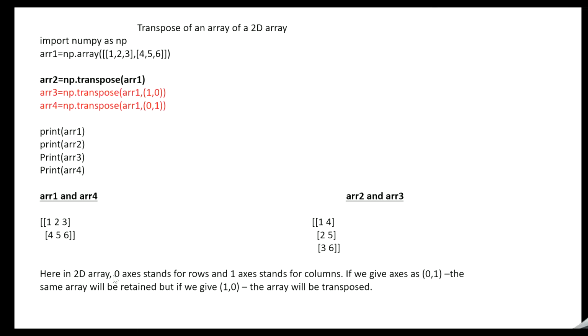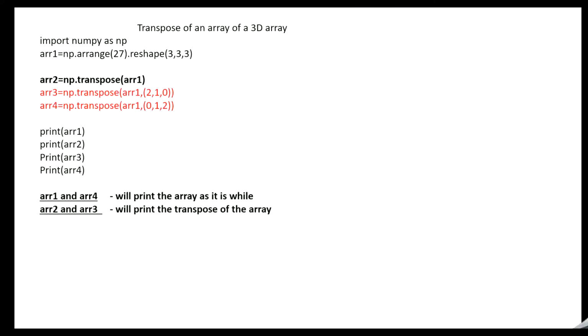So here in a 2D array, axis 0 stands for rows and 1 stands for columns. If we give 0, 1, the original array will be retained. But if we give 1, 0 as the axis, the array will be transposed. Now let's look into a three-dimensional array.